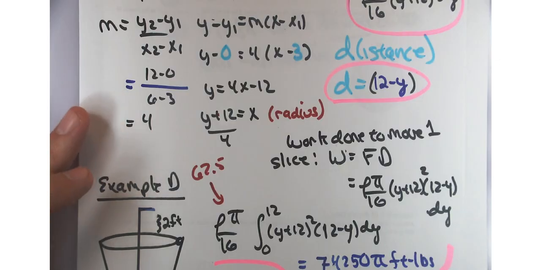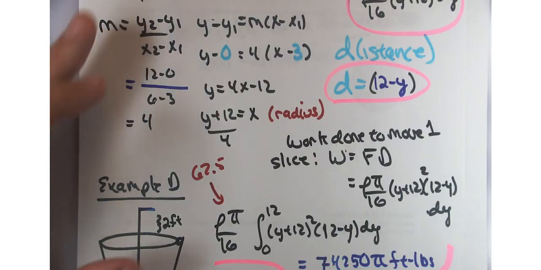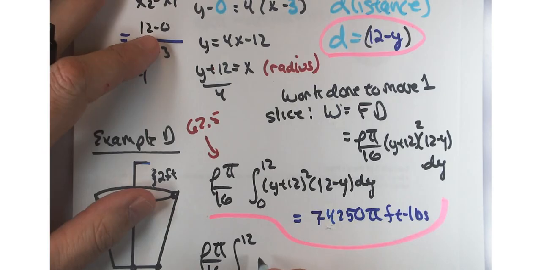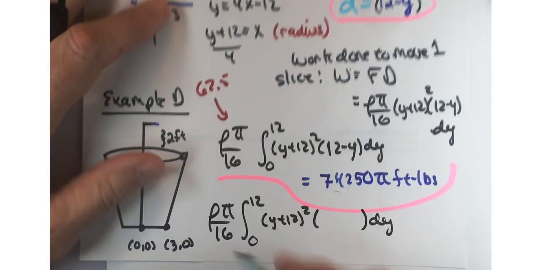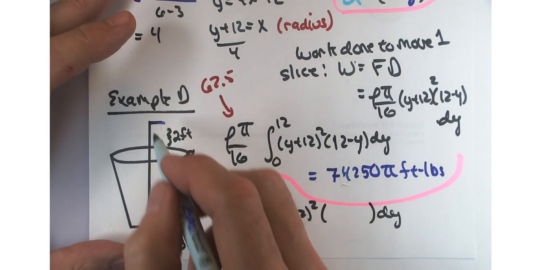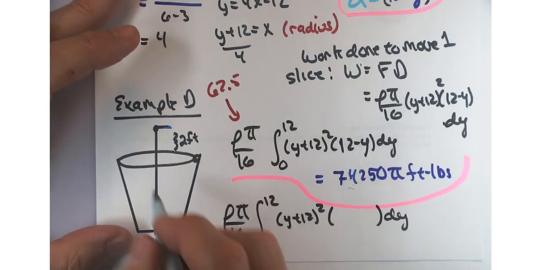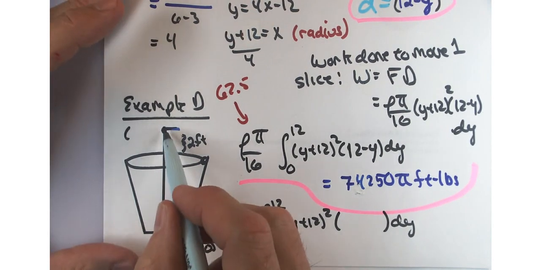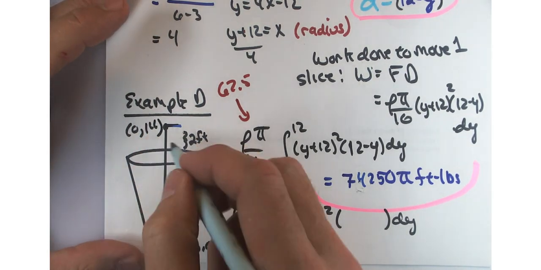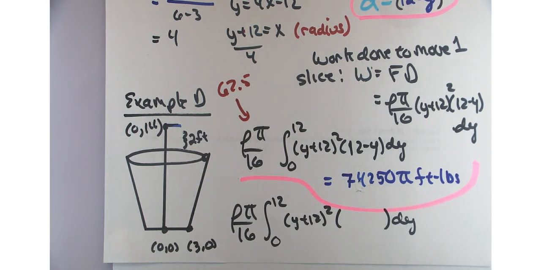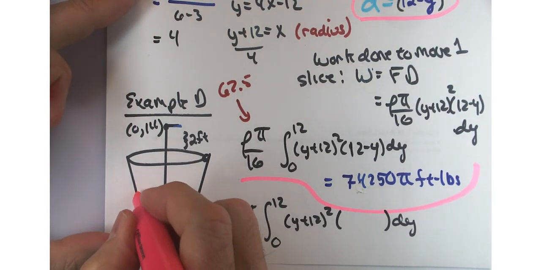Yeah. Nika, same thing? The distance? Yeah, the distance. So the force was going to be the (y + 12) squared over 4 squared, which we came out with over here. But the distance has changed. What's the distance now that you're 2 feet higher than you used to be? What's this point up here? 14. So the distance that you've got to move in order to pump out that slice has changed.